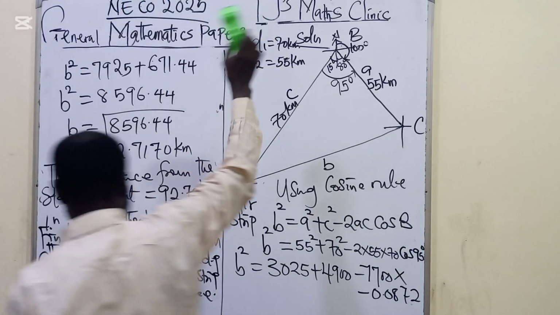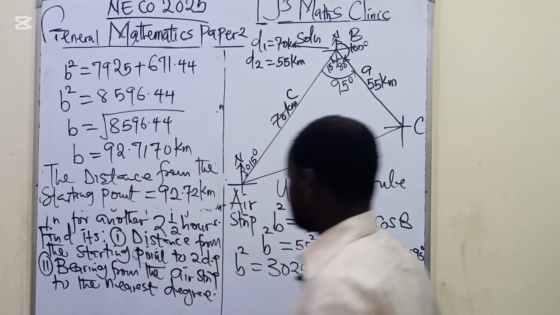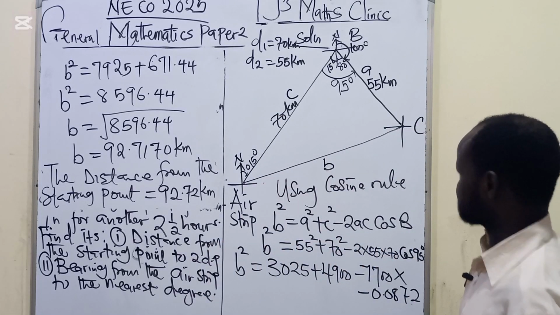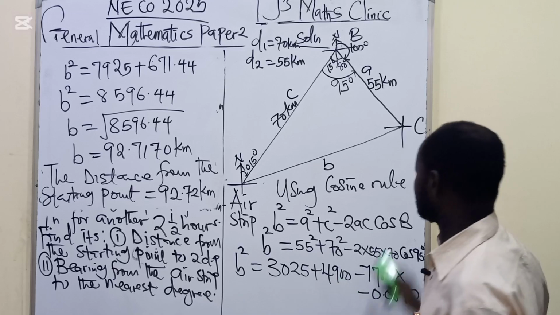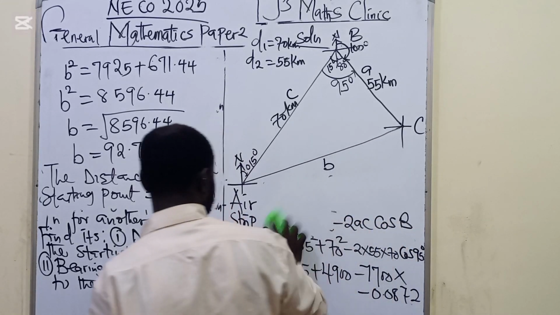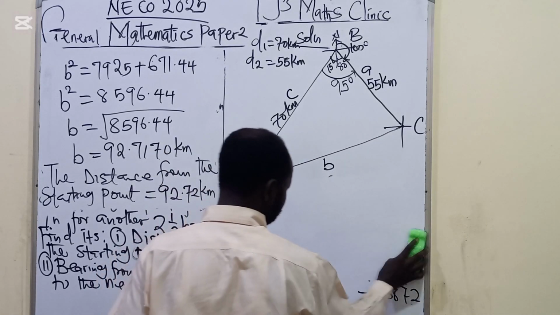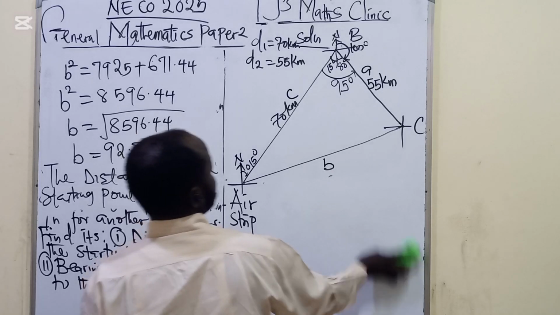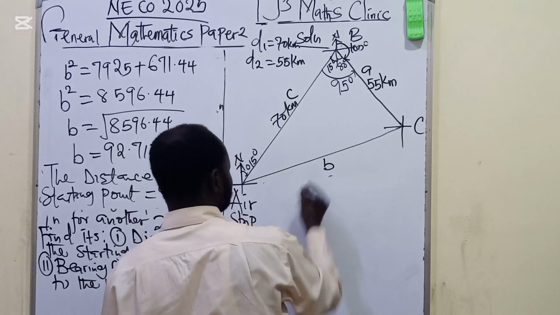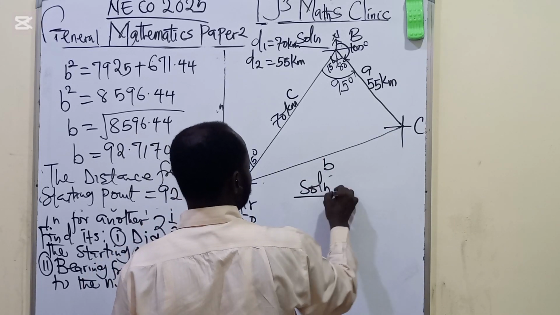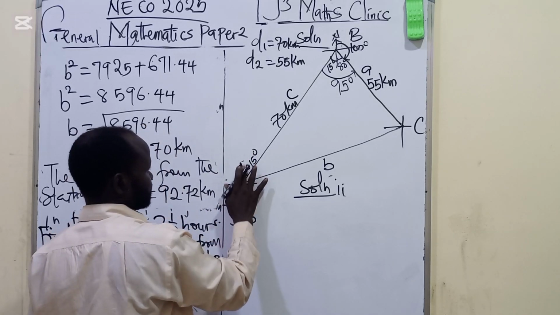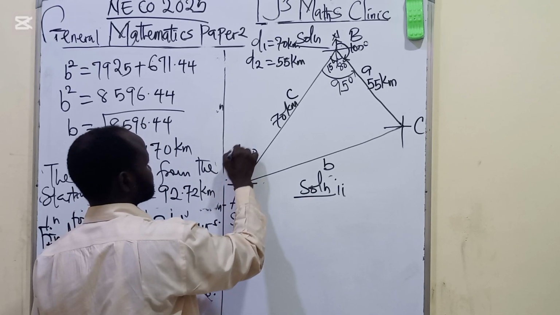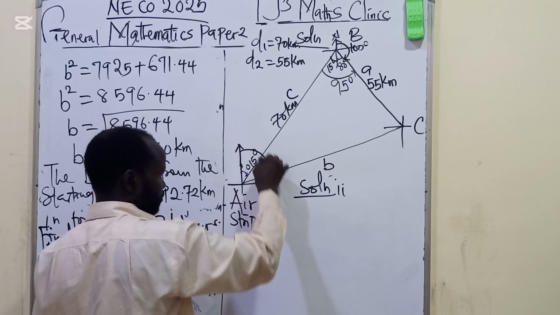The bearing. The question says, find its bearing from the airstrip to the starting point. It means the bearing of the aircraft from the airstrip. That's what we are looking at. Permit me to clean this part here so that we can look at the next question now. Solution to Roman numerals 2. The bearing now, it means, let me extend this. This is our North Pole here. This is the angle we are looking for.